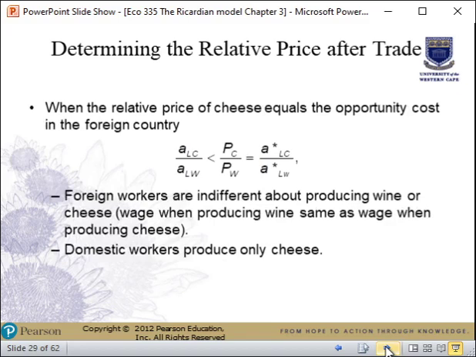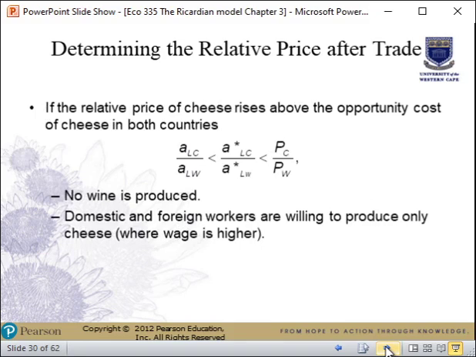Fourth scenario: if the relative price of cheese equals the opportunity cost in the foreign nation, then foreign workers are indifferent in the production of both goods, since the earnings in both industries are the same. Hence, both goods will be produced in the foreign nation. However, the home nation will still specialize in cheese production, since its cheese industry will still be providing higher wages as compared to the wine industry.